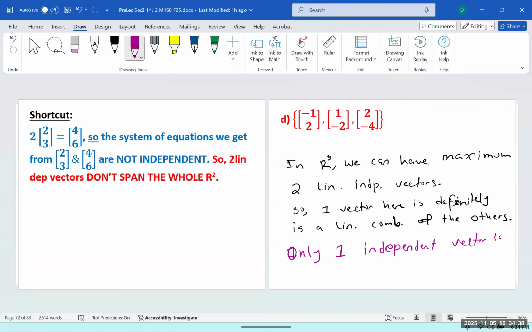It's definitely the span. So it could be anything. It could be (-1, 2), or it could be (1, -2), or it could be (2, -4). One of them is independent, and the other two depend on the independent one. So you can never say 0. It's always at least one.